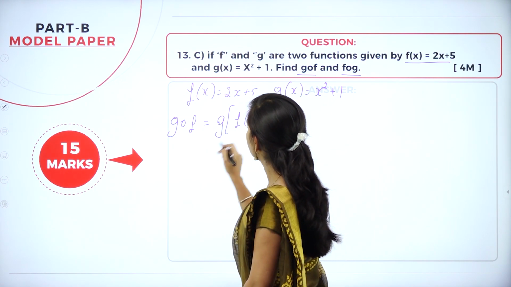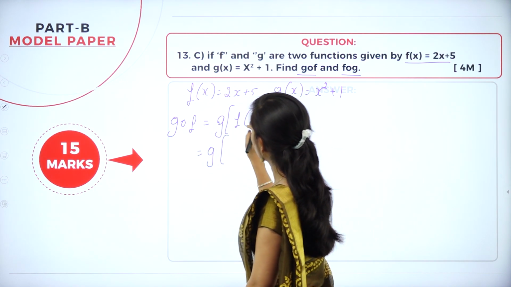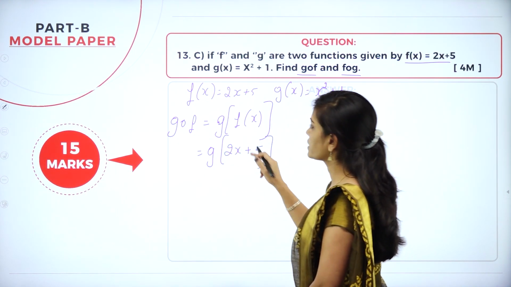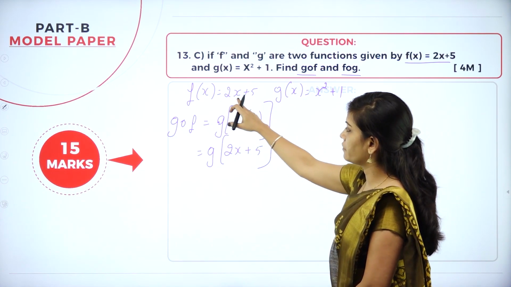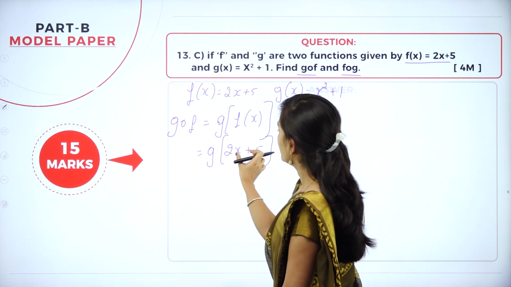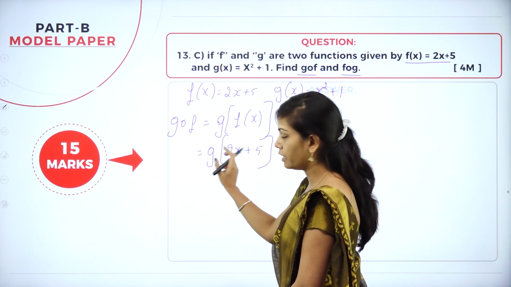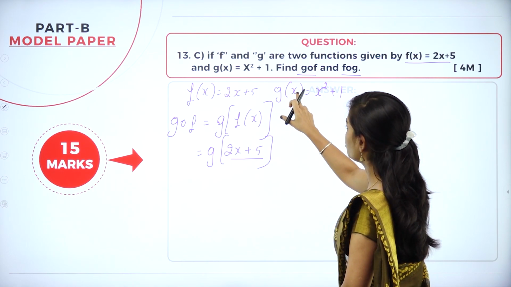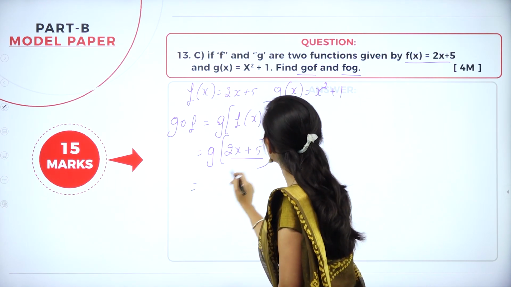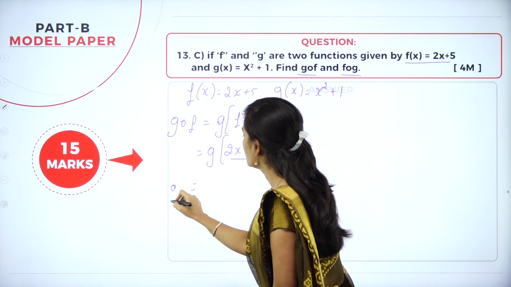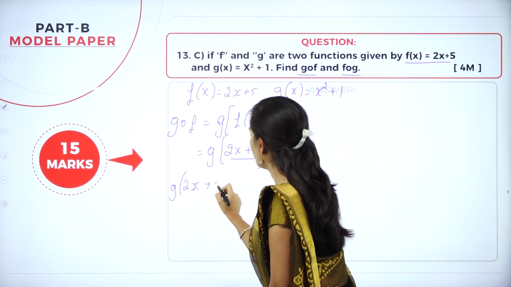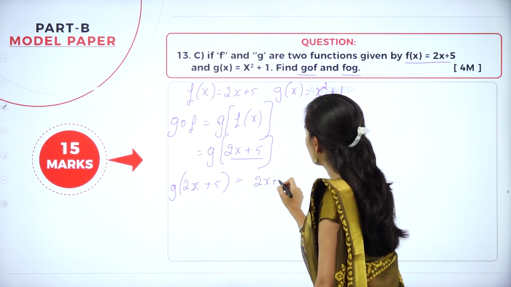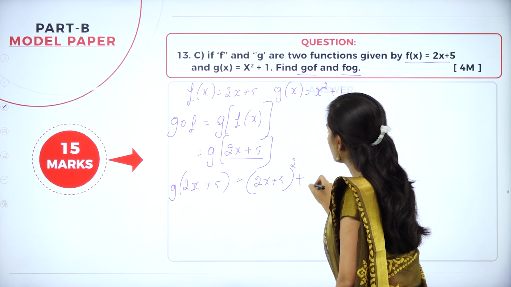Clear? Now, f of x means what? It is 2x plus 5. In place of f of x, I have written 2x plus 5. Now, in place of x in g of x, I have 2x plus 5. You just substitute the value of x here, you will get the answer. So g of 2x plus 5 is equal to 2x plus 5 whole square plus 1.